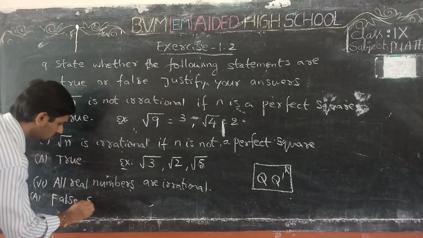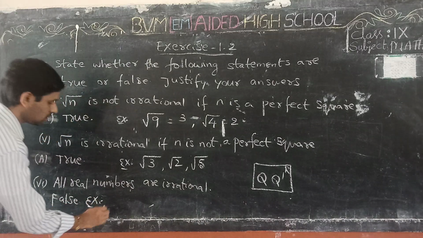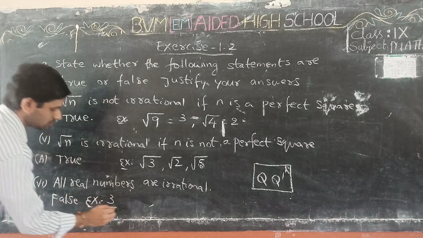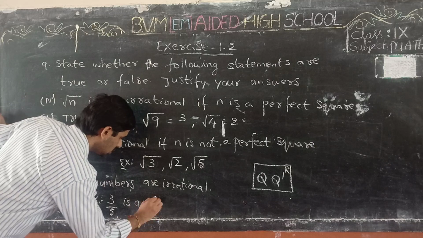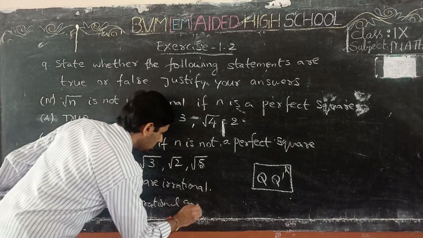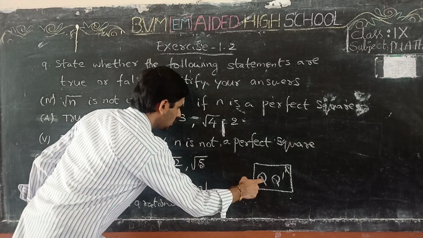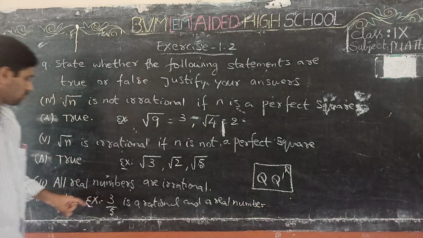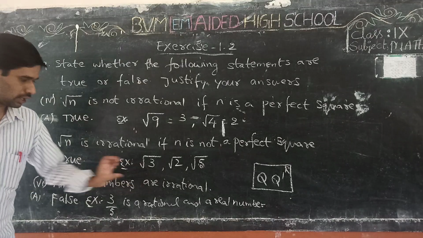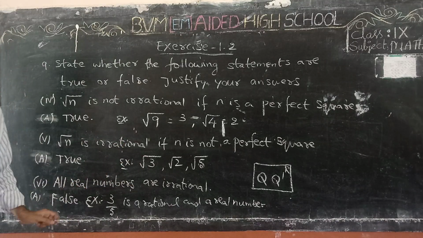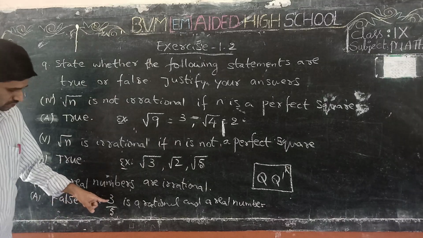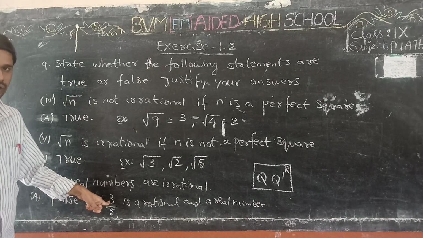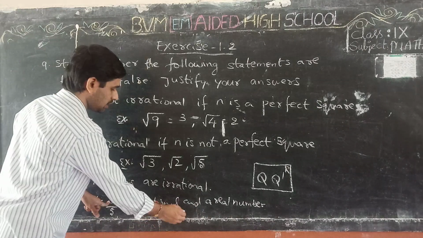Since you need to give an example, 3, or 3 by 5, which is in p by q form, is a rational number and a real number. All the rational numbers are real numbers. So it is not an irrational number. So all the real numbers are not irrational. There might be rational also. So this is the example. We can write any integer or any fraction or any terminating or non-terminating recurring decimals for this example.